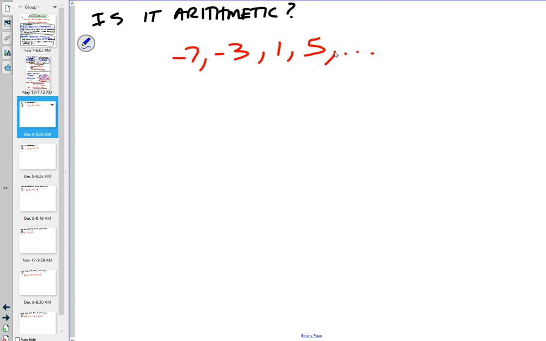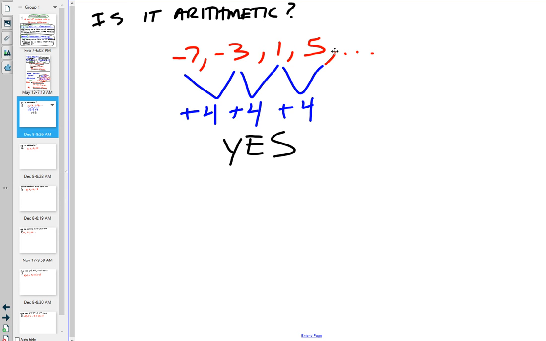A lot of times you can do this mentally. If you can't do it mentally and you require the use of a calculator, get the number that's on the right and subtract the number that came right before it. What is -3 minus -7? It's +4. What is 1 minus -3? Also +4. Or you can think of it as I go from left to right, what am I adding or subtracting? Well, it looks like I'm adding 4. 1 plus 4 is 5. So is this difference common? Yes, it is.